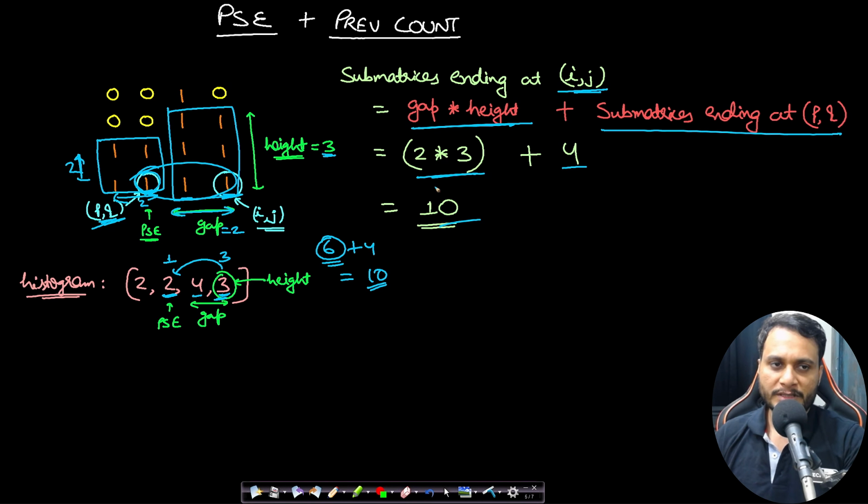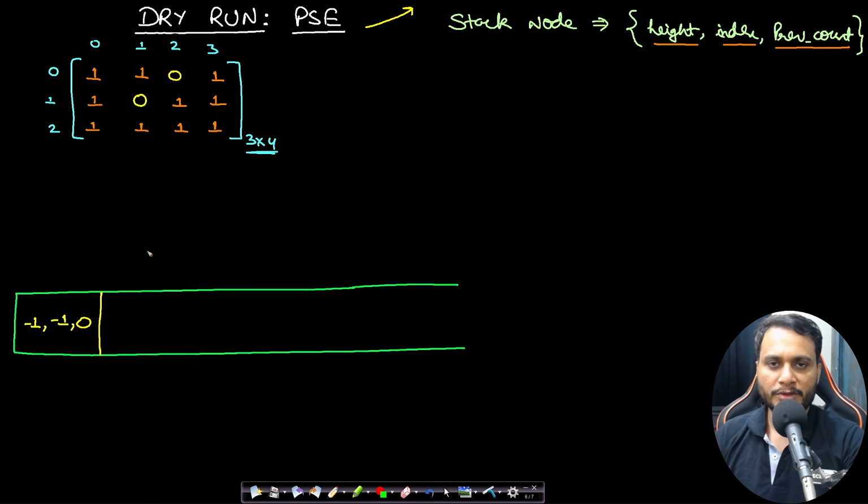So I hope all the concepts are clear, and you know that to solve previous smaller element we have to take a monotonic stack, and that is why we will be taking a monotonic stack which maintains increasing ordering. Each stack node will have 3 items: the height that we are seeing at the index, the index, and whatever was the previous count of valid submatrices ending at this particular index.